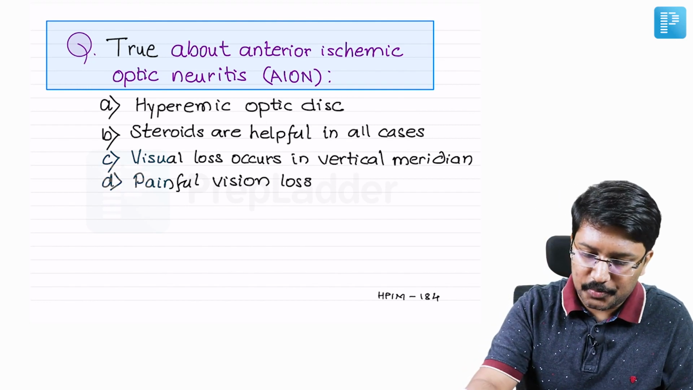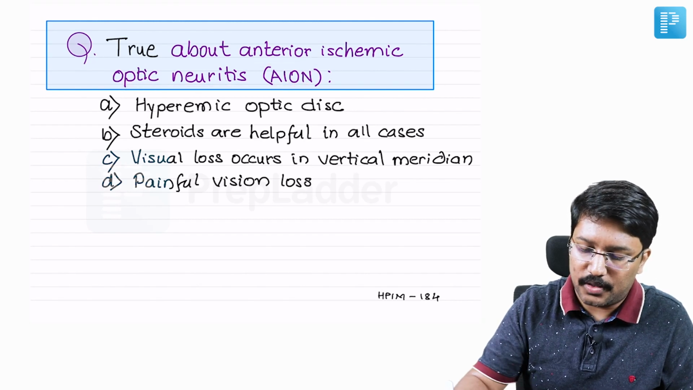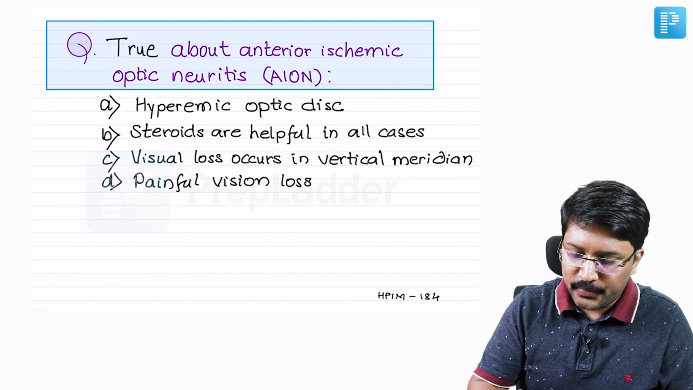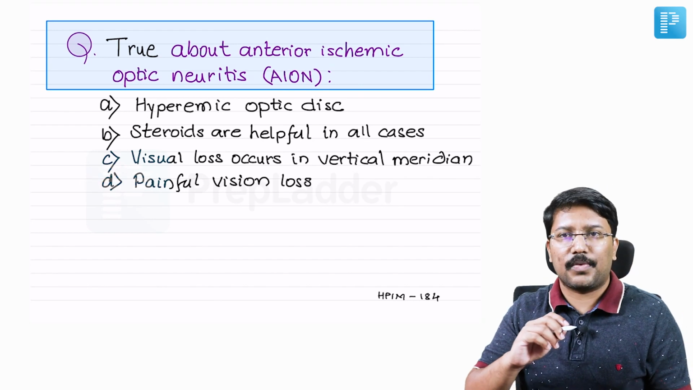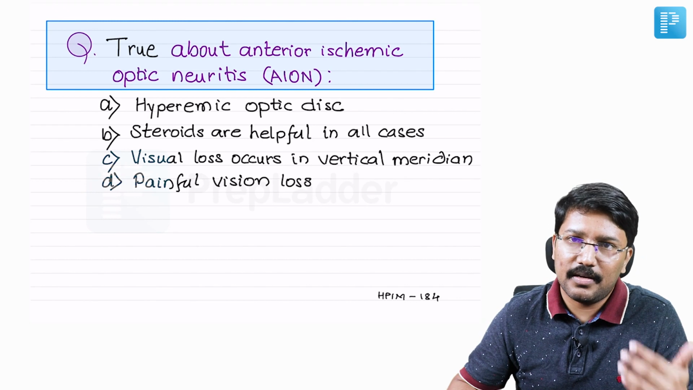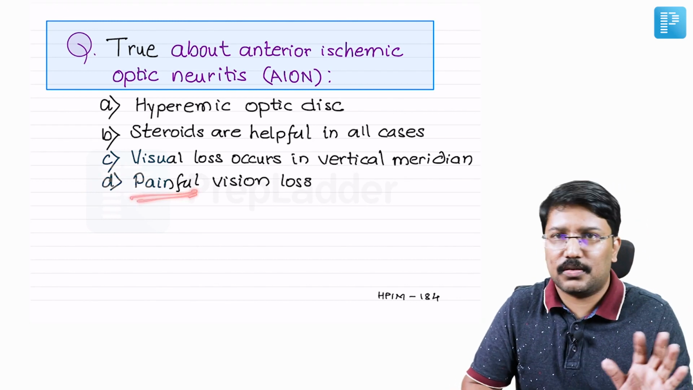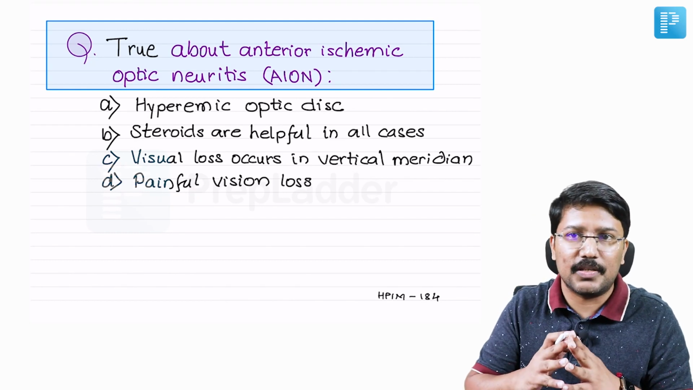Okay, so let us address the options here. True about anterior ischemic optic neuropathy, AION: hyperemic optic disc, steroids are helpful in all cases, visual loss occurs in vertical meridian, or painful vision loss. Okay, even if you're a Harrison follower, this must be very much clear to you. In case of anterior ischemic optic neuropathy, you are getting a painless vision loss. Okay, so that is what Harrison clearly writes about. You are getting painless vision loss.